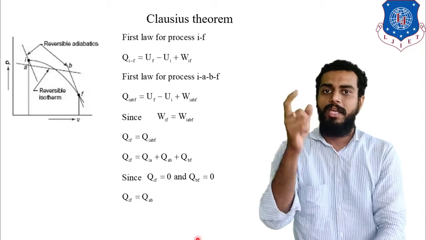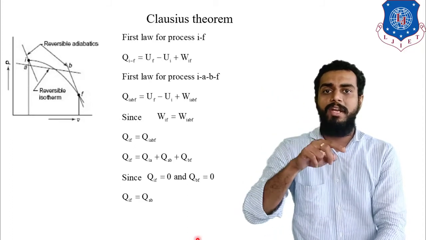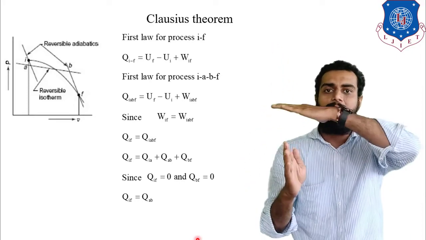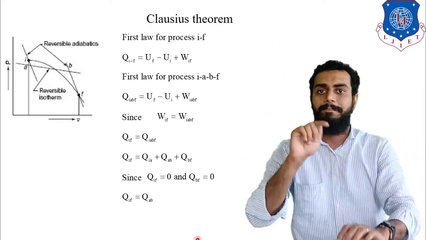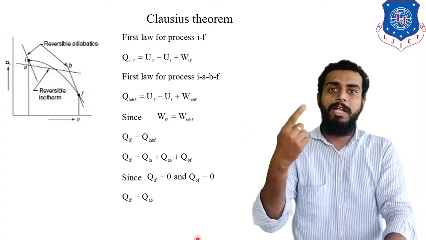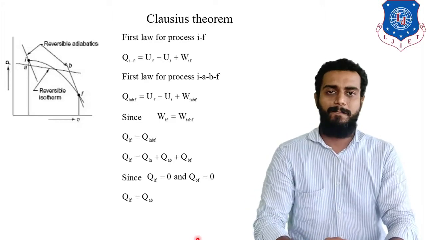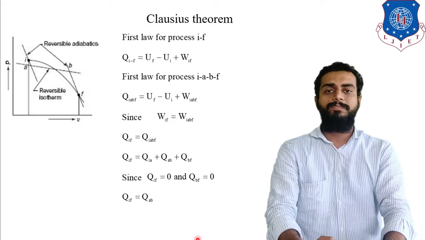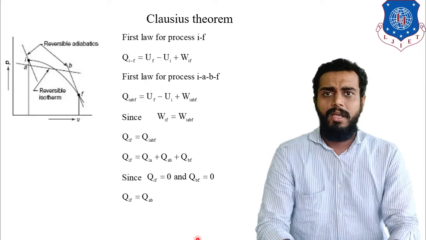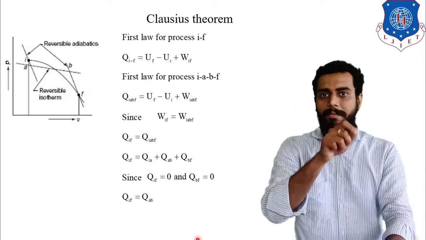I am repeating again. If you replace any reversible process by a combination of two reversible adiabatic and one reversible isothermal, then heat transfer during that reversible isothermal process will be equivalent to the heat transfer during the original process. Okay, so now let us move further. Here, let us consider the PV diagram as shown over here.